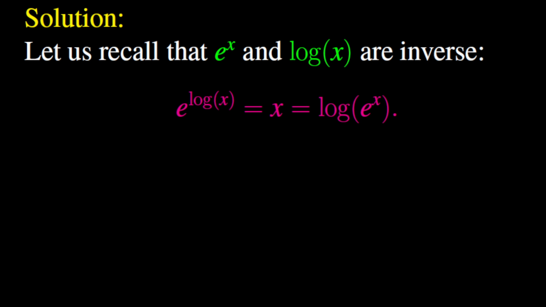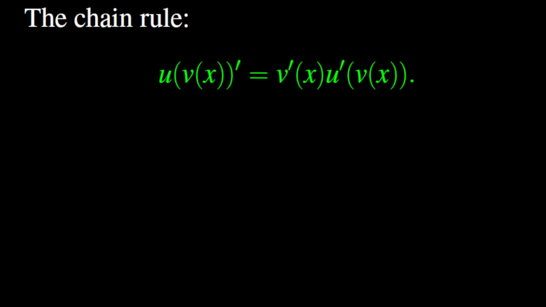In order to simplify this expression, we will use the properties of the exponential and logarithmic functions. We know that the exponential of log of x is equal to x, which is also equal to the logarithm of the exponential of x. In fact, we will also have to use the chain rule. Let us recall the chain rule. The derivative of the composition of two functions u of v of x is equal to v prime of x times u prime of v of x.